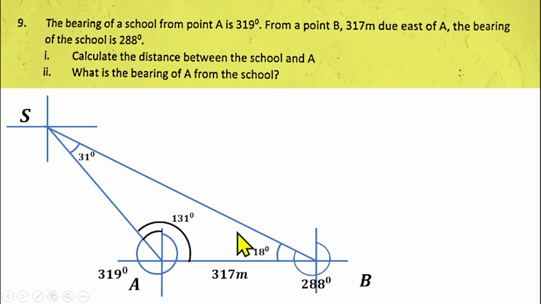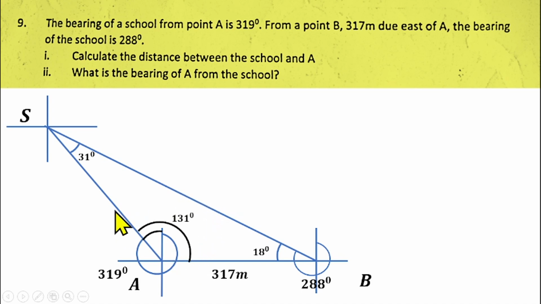Why did we find all three angles? Because we are only given one side, and the question says we should find the side SA. That will not be possible using trigonometric ratios because it's not a right angle triangle. That means we are left with the sine rule or the cosine rule, and we cannot apply the cosine rule.